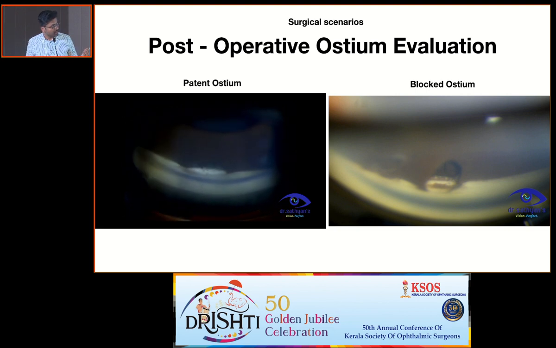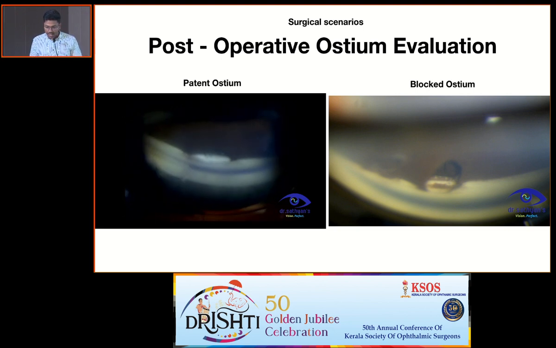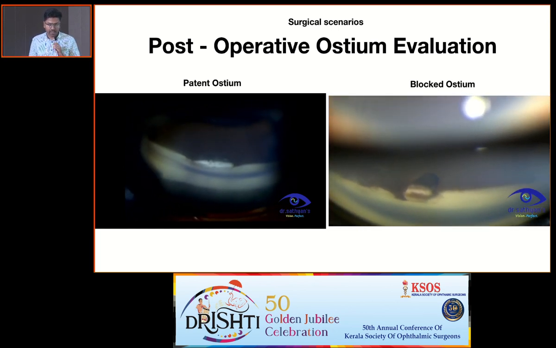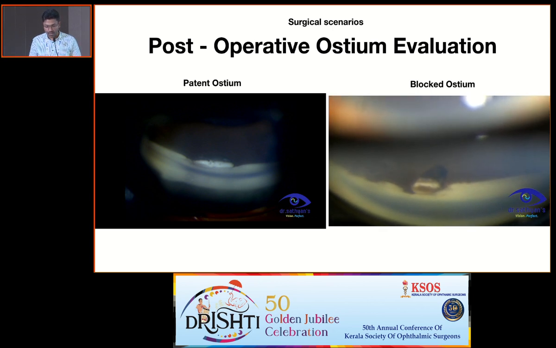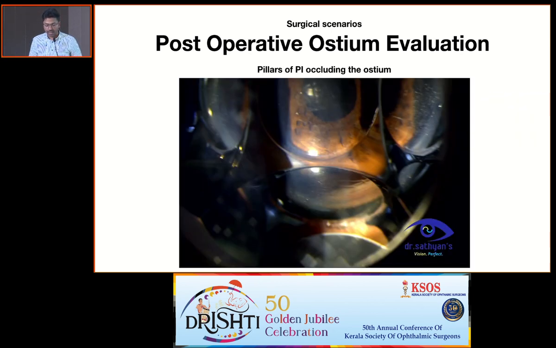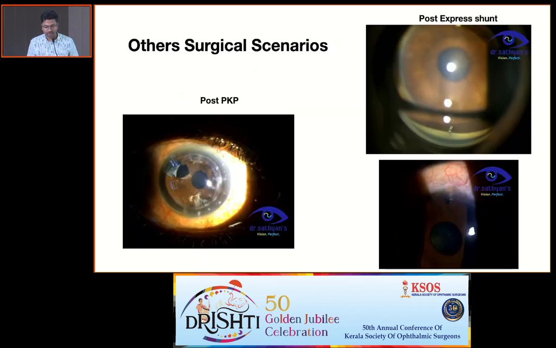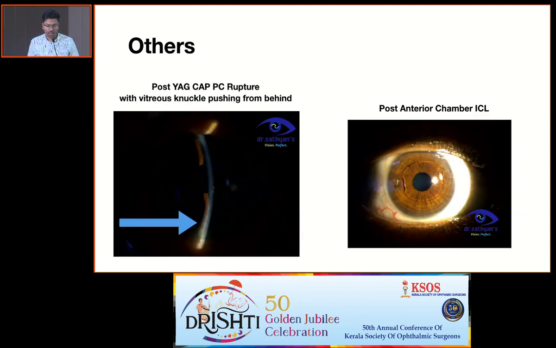The right side of the image is showing a patent ostium, and the left side is demonstrating a blocked ostium. Again, I'm re-insisting on it. All these images are taken in our clinical setup, Mahatma Eye Hospital, and all the animations are done with the Mahatma Clinic of moving images. So the post-operative ostium evaluation can be done in a very important manner, and we have to analyze all those. In other special scenarios, like post-PKP status, we have to analyze the angle structures to know what is going to happen.